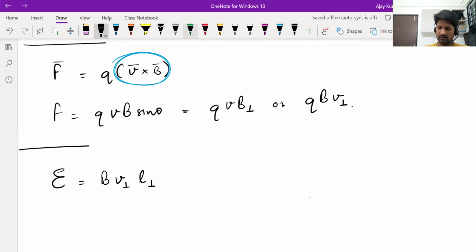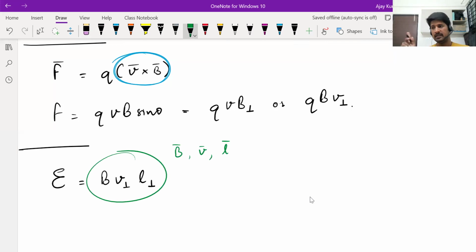Which one vector? There are three vectors, no? You have a choice. Magnetic field is there, velocity vector is there, length vector is there. Take any one of them as it is. Then the second one, take its component perpendicular to the first one. And the third one, take its component perpendicular to both first and second. That way you have to take the components. Then you will always get the correct answer for motional EMF.